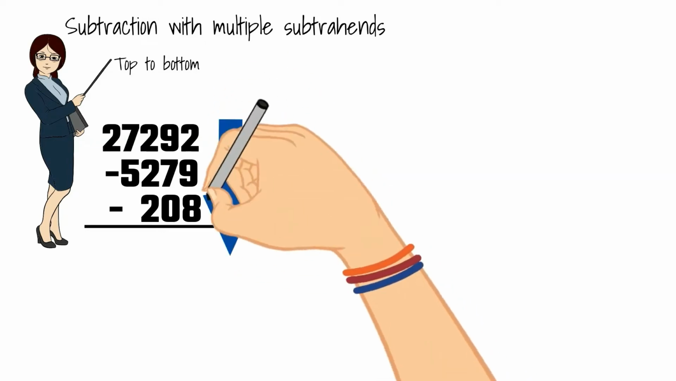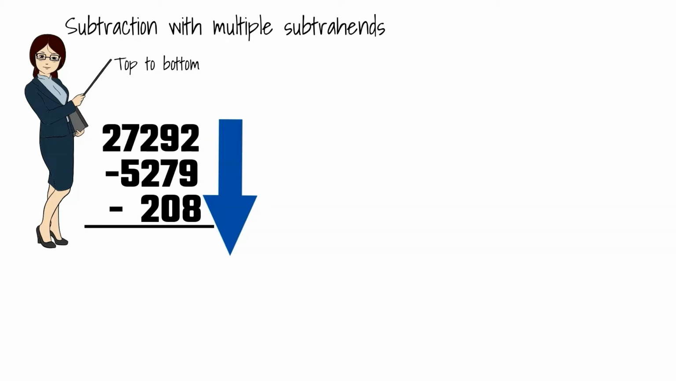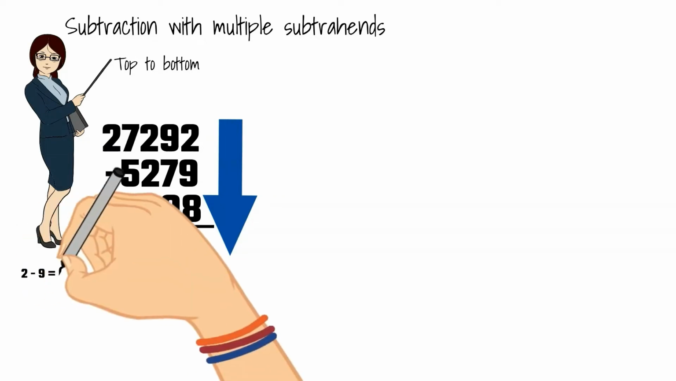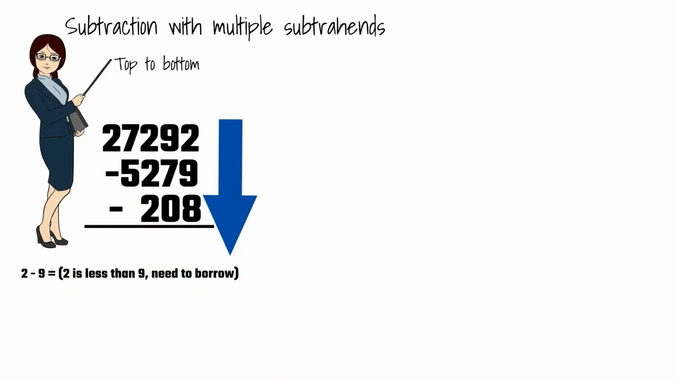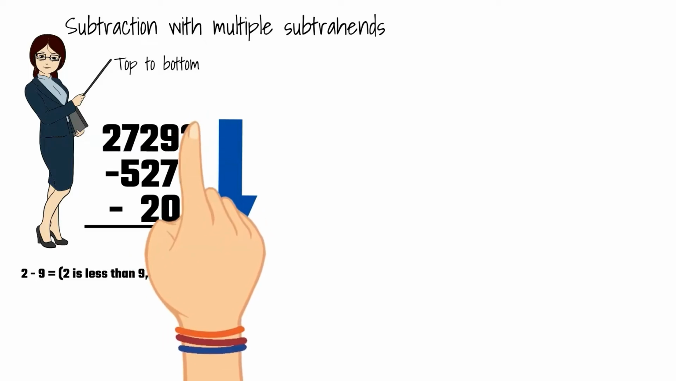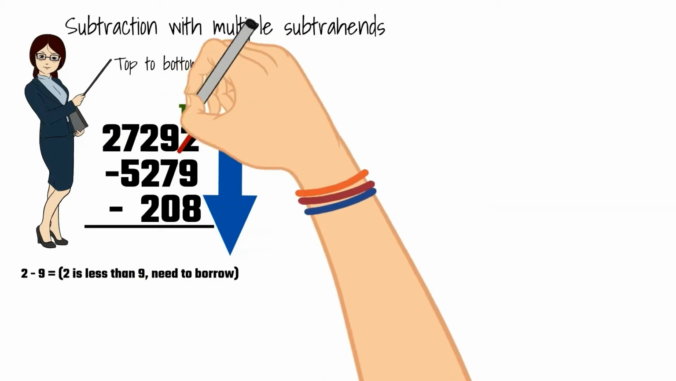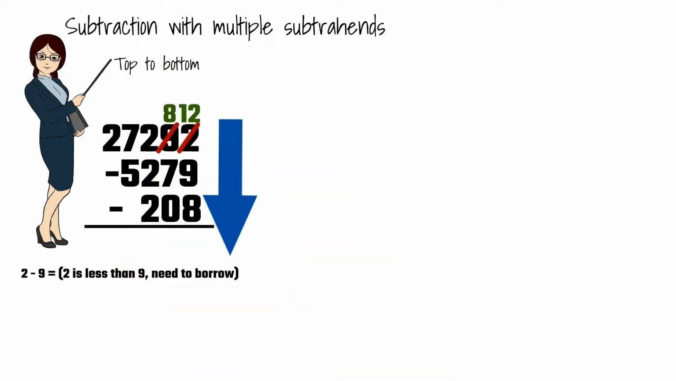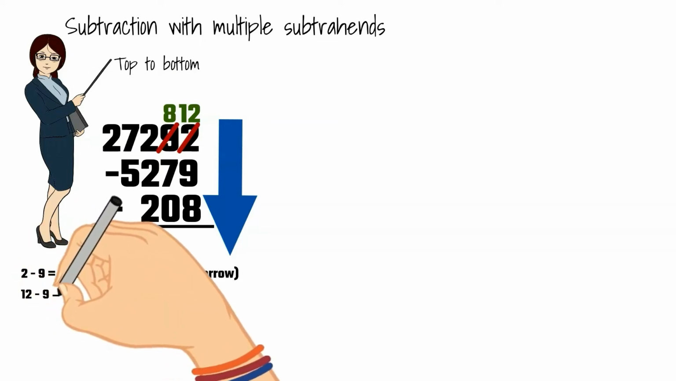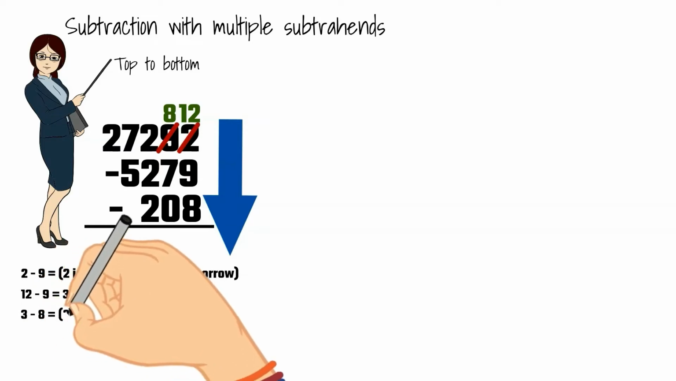Again, start with the rightmost digits. 2 minus 9 minus 8. 2 is already less than 9. This means 2 has to borrow from the digit in the next place value. So 2 has to borrow from 9. 2 becomes 12 and 9 becomes 8. Let's again perform the subtraction in the ones place. 12 minus 9 equals 3. 3 minus 8.